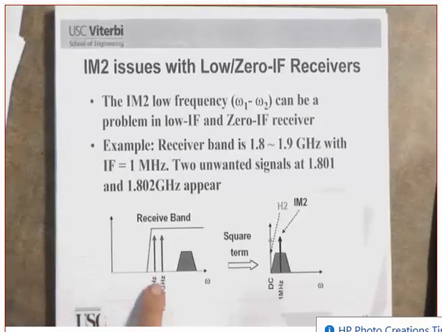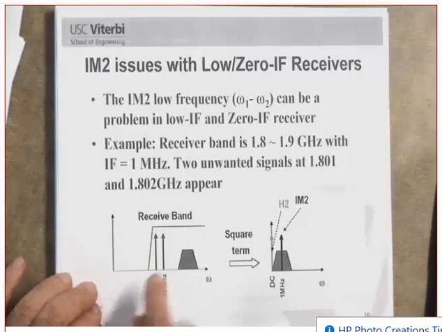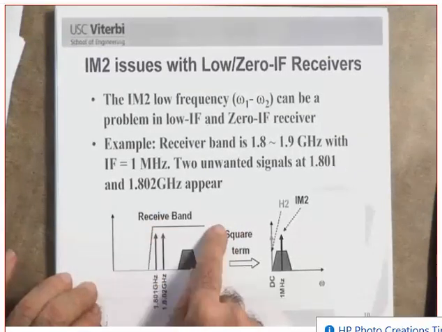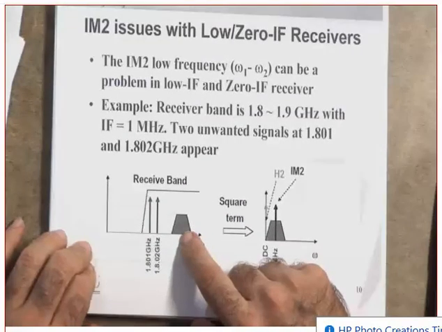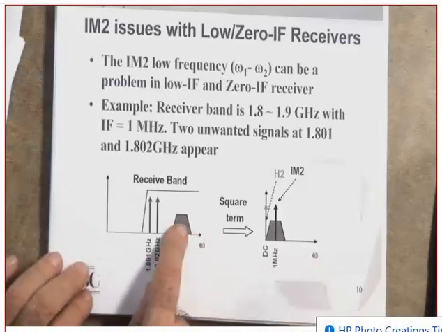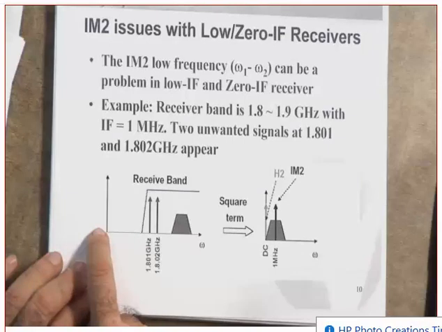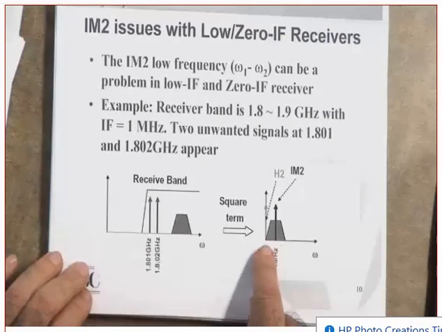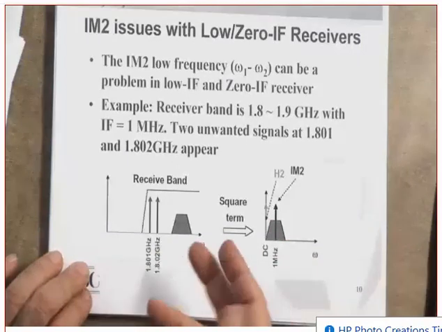If these two carriers happen to be undesirable, but they are within the receiver band. What is this, by the way? That's a desired channel. Let's assume I'm using a zero IF receiver or low IF receiver. Where will this one be converted to? This one will be converted all the way across, around zero or around a low IF.